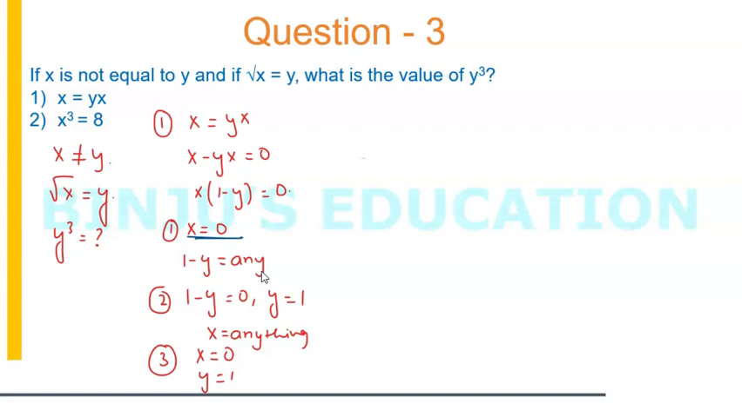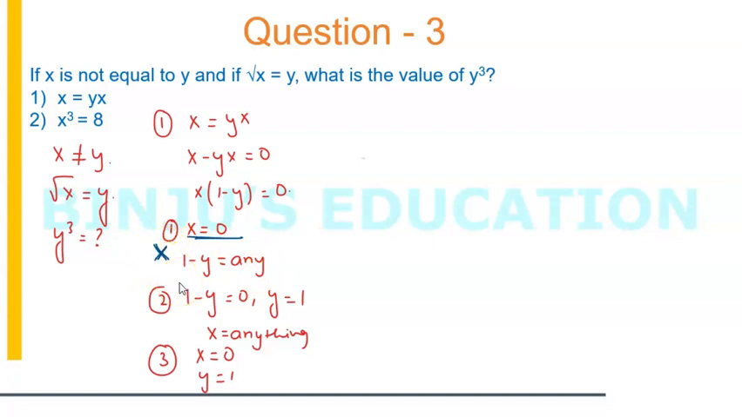Now x is not equal to y, and we want root of x is equal to y. Now if we want root of 0 to be equal to y, because x is 0 in this case, in that case y has to be 0. But if y becomes 0, then x and y both becomes 0. So obviously this is not something that we can take into consideration.